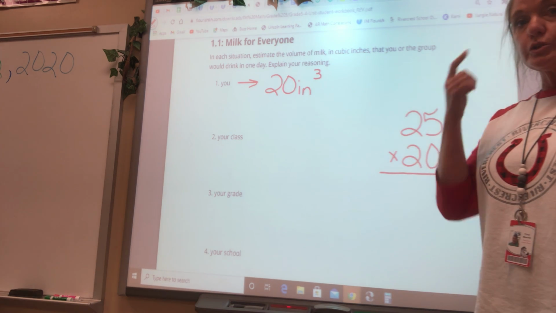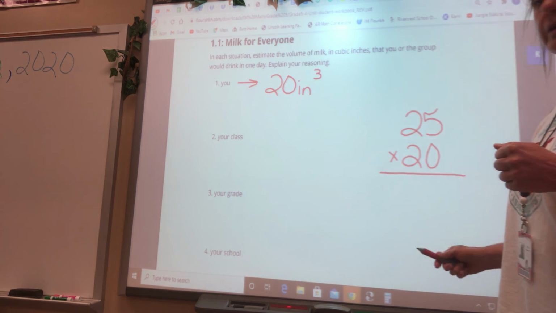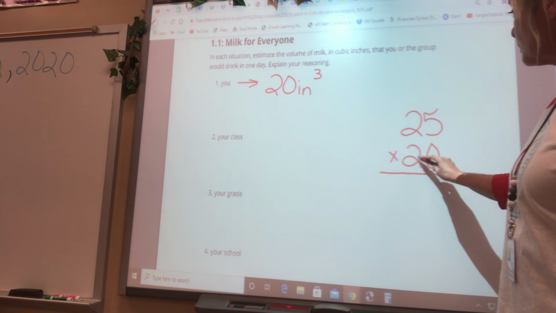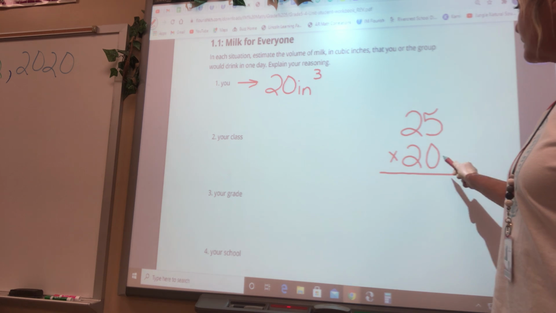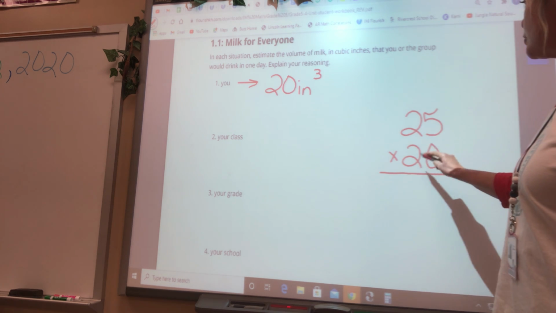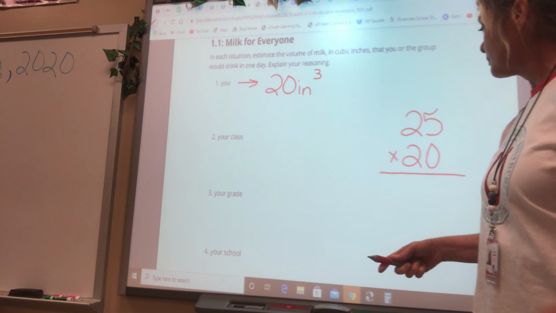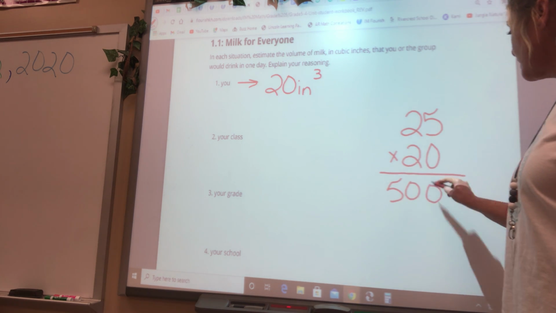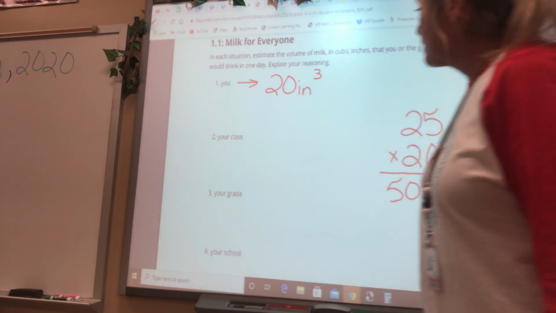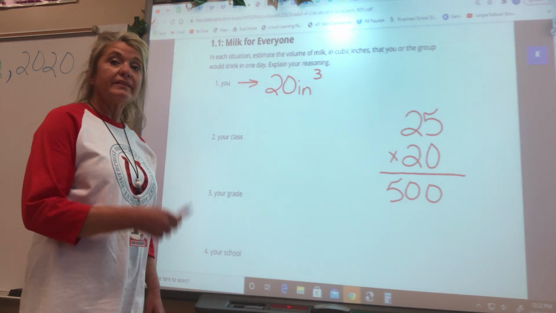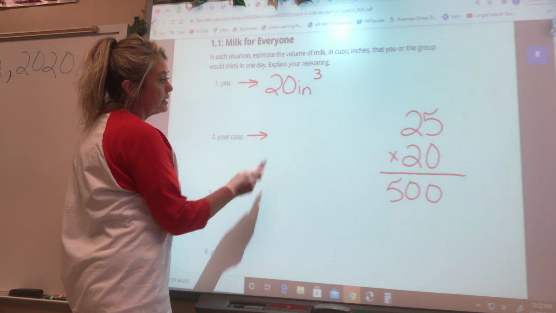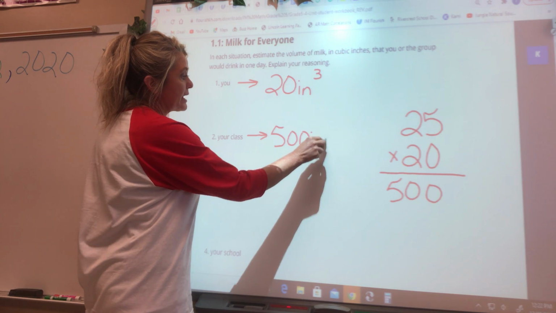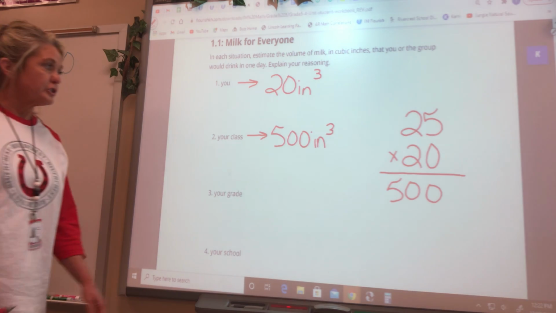And remember, quick trick math, anytime you're working with a power of 10, which means it ends in 0, you can multiply the number parts and then add that many zeros. So 2 times 25, I can do quick math on that. I know that that's 50, and then I add the remaining zeros. So for a class of 25 students, they could drink about, or an estimate of 500 inches cubed.